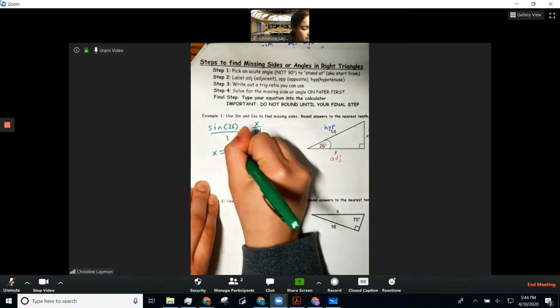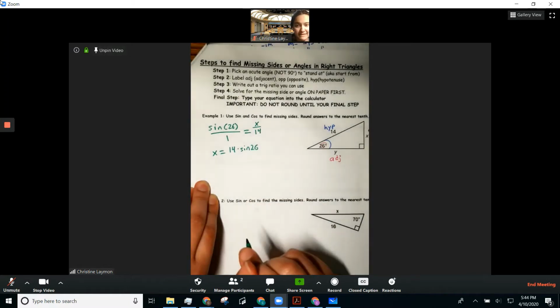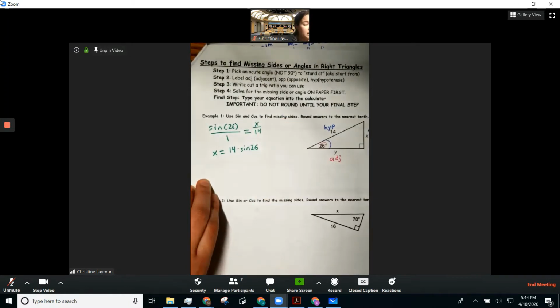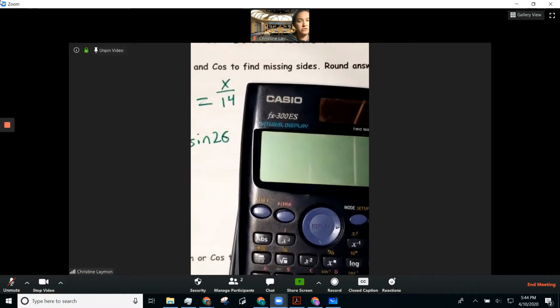So 14 times sine of 26. And that's what I'm going to go ahead and put into my calculator. So to do this part, you need to have a scientific calculator. Here's an example. I'm going to go ahead and zoom this in here as much as I can.